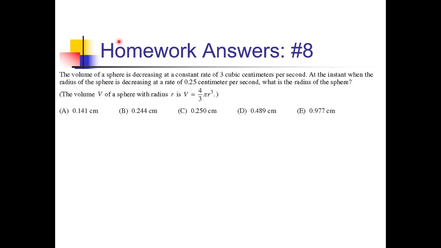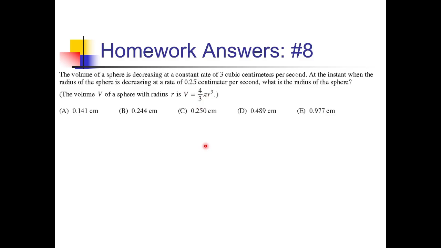On this problem, we have the volume of a sphere decreasing at a constant rate of 3 cubic centimeters per second. At the instant when the radius of the sphere is decreasing at a rate of 0.25 centimeters per second, what's the radius of the sphere? And they gave us the volume formula for a sphere, 4/3 pi r cubed. Very nice of them to provide that.